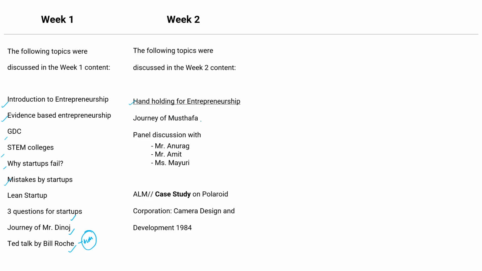It started with the journey of Mustafa, who basically established the ID business around batter. And then we had panel discussions with three entrepreneurs, Mr. Anurag, Mr. Amit, and Ms. Mayuri. And then, as a part of ALM, which is basically additional learning material, if you feel you can read more, you have leisure time available, you are more interested in this, you can anytime go through these case studies which are available in the drive.